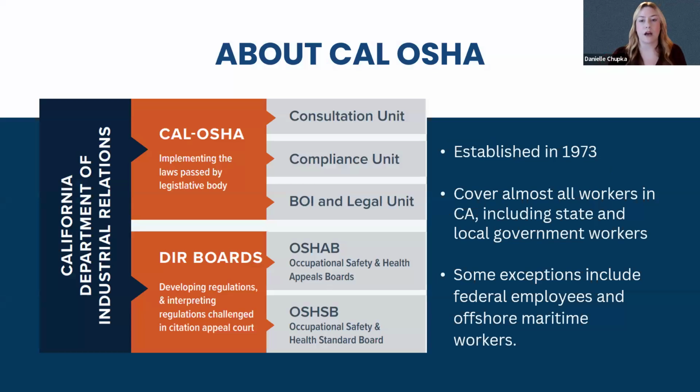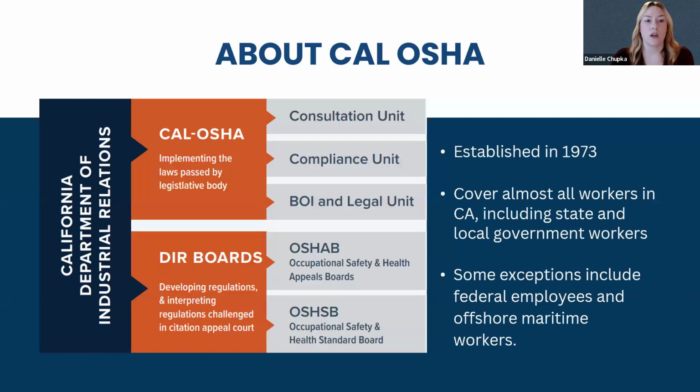A little bit about Cal OSHA itself. It was established in 1973. It covers almost all workers in California, including state and local government workers. Some exceptions include federal employees or offshore maritime workers. Those are either covered by federal OSHA or other entities.